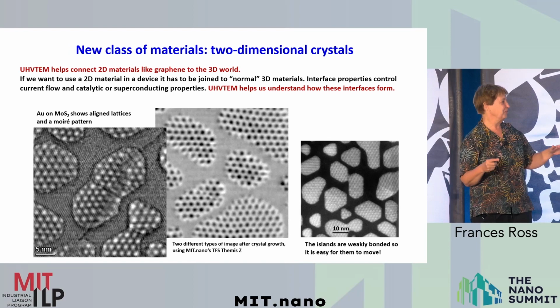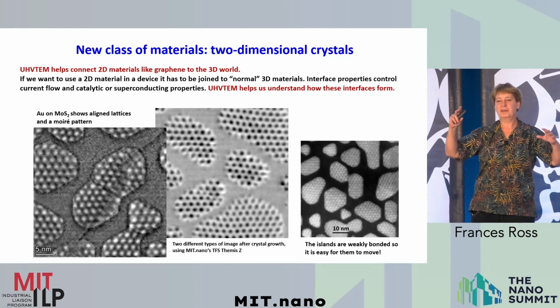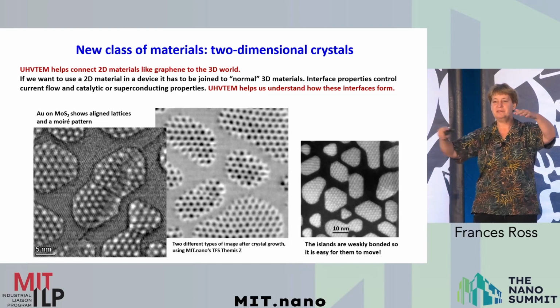You can see just about the atomic level details within the 2D material, and then these big black and white spots are the moiré pattern that results when you have the gold atoms on top and the atoms of the molybdenum disulfide beneath. They have a different atomic spacing, and so the patterns kind of beat together.